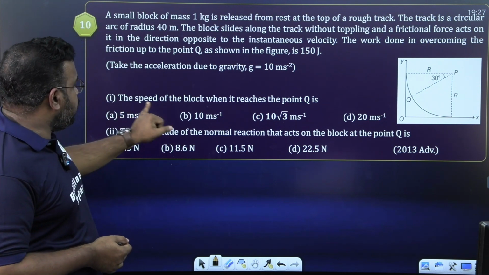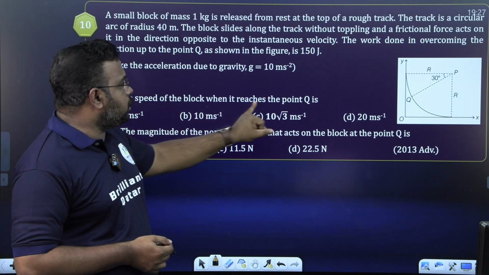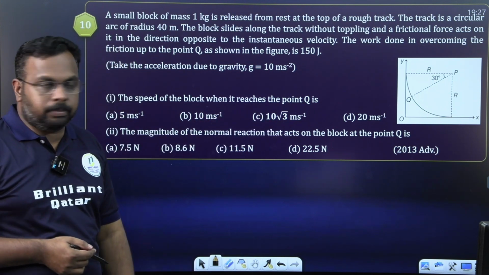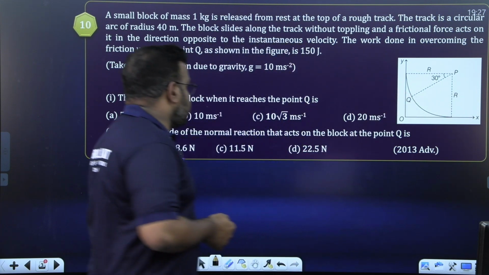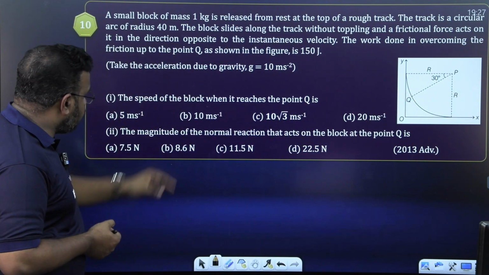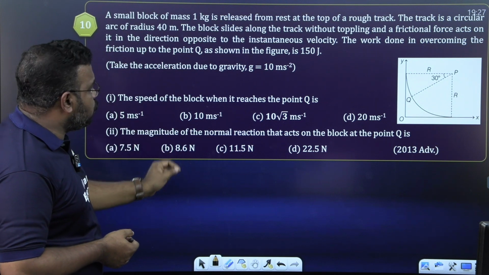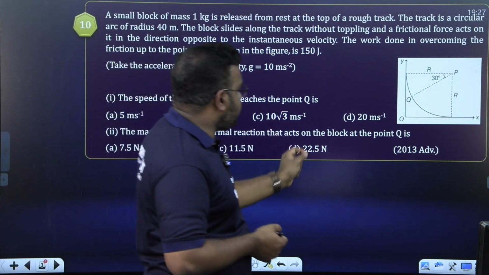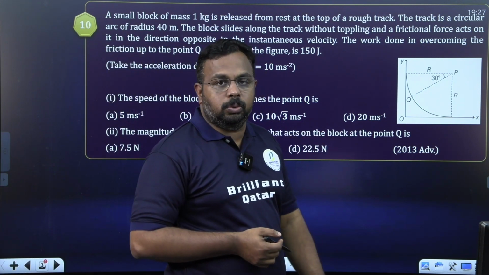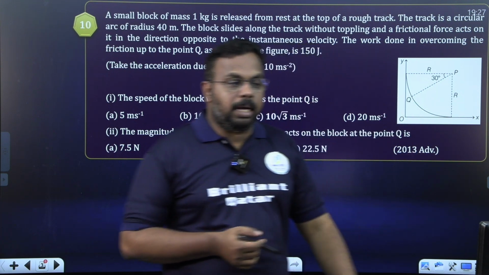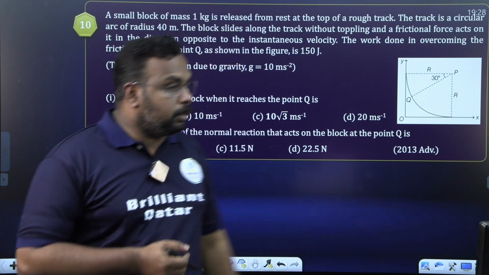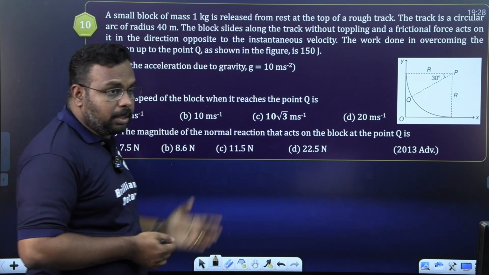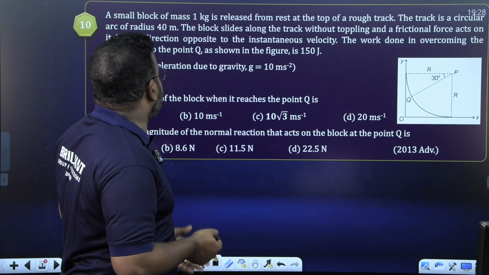The first question is the speed of the block when it reaches the point Q. When the block reaches the point Q, what is the speed of the block? That is the first question. And there is one more question in this: the magnitude of the normal reaction that acts on the block at the point Q. At the point Q, what is the magnitude of the normal reaction? So we need to find two answers here. So let's analyze the question in detail.